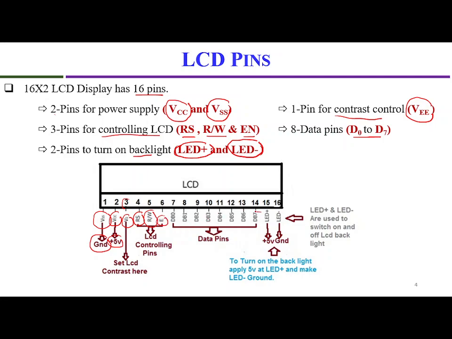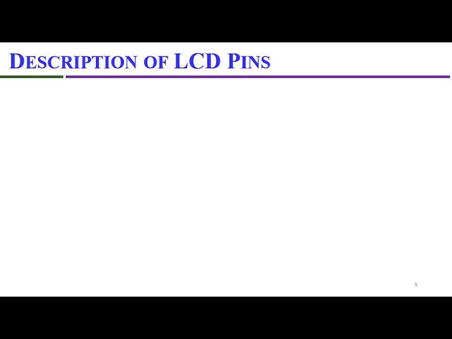Then we have a total of 8 data pins, DB0 to DB7, or you can write as D0 to D7. Then the last 2 pins are LED plus and LED minus. LED plus goes to the anode, to plus 5 volt of the supply, and LED minus will go to ground of the supply. These are used to turn on the backlight of the display. So let's see once again the description of each pin in detail.